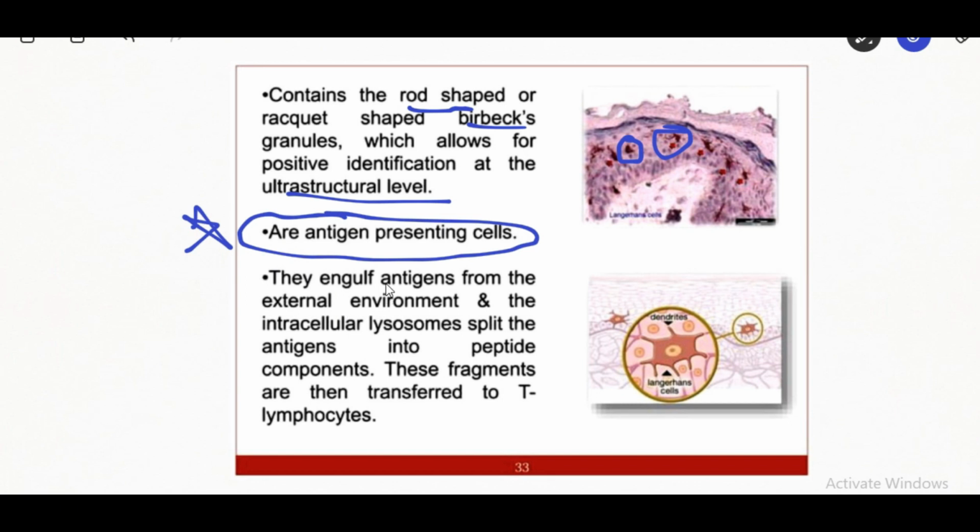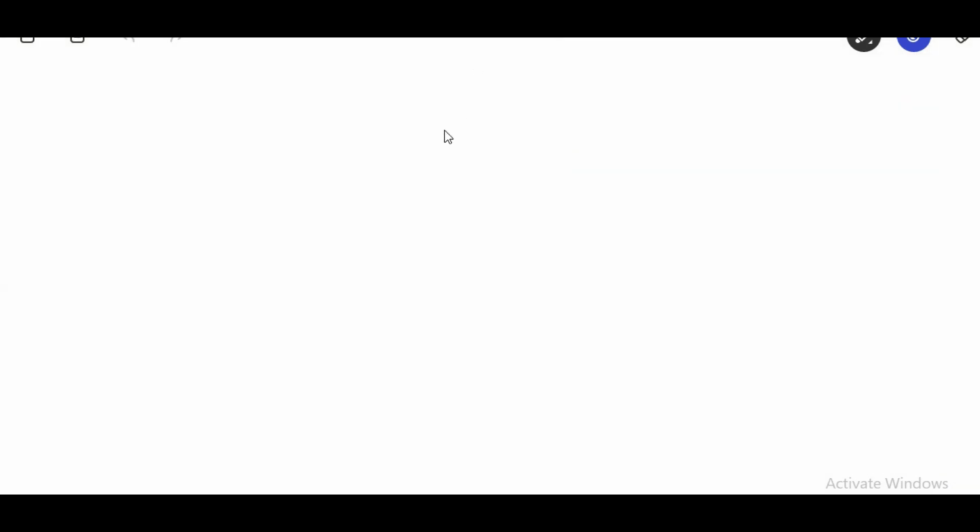Their function is that they are antigen presenting cells. They will engulf antigen from the external environment, and the intracellular lysosomes split the antigen into peptide components. These fragments are then transferred to T lymphocytes.